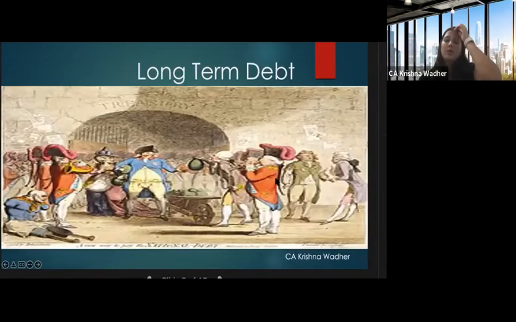Now we'll talk about long-term debts. What do we mean by that? What do we see from the picture? Any idea, any guesses? It's the loan that we take? Yeah, no, I mean, can you understand what is there in the picture? It looks like there is a person in the middle who is collecting some money or something from another, and other people are playing some instruments.